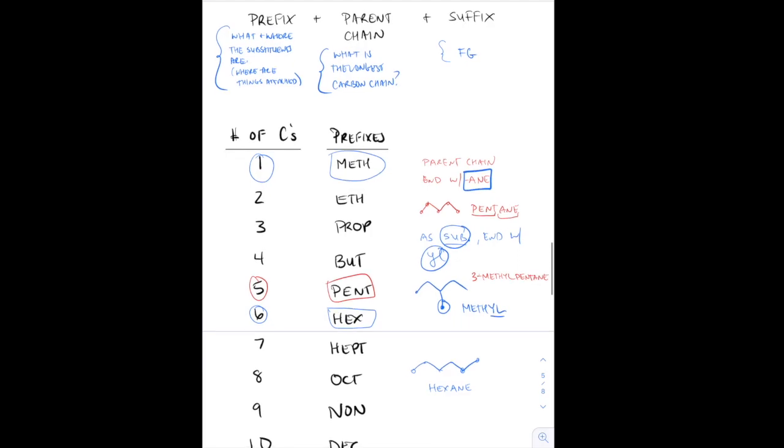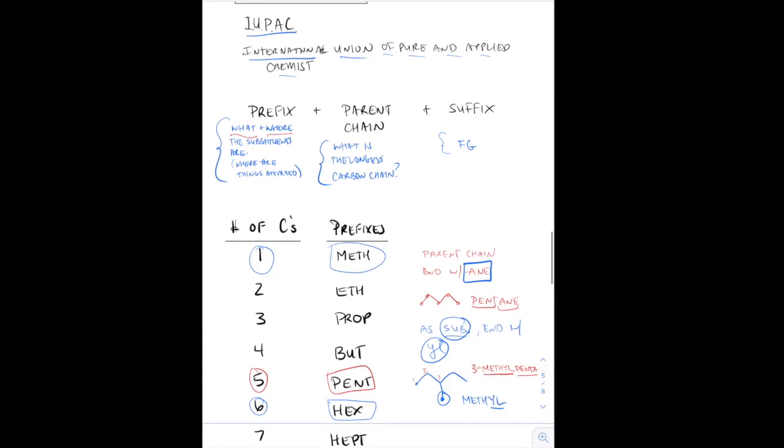Okay, and without going over the rules, we can see that there is a prefix here, that 3, and it's telling us what the substituent is and where it is. So this 3 indicates that it's on the third carbon, and it is a methyl, so what and where. And then pentane is basically the parent chain followed by that suffix. Okay, and so this is an example of naming an alkane following the IUPAC rules.